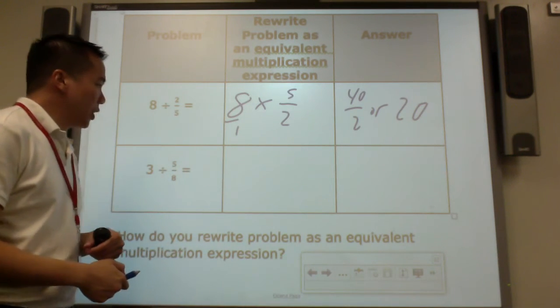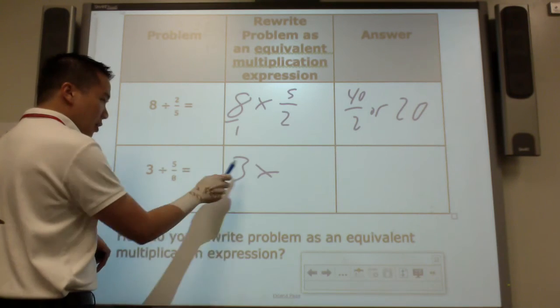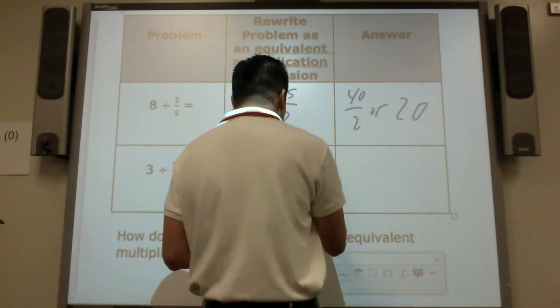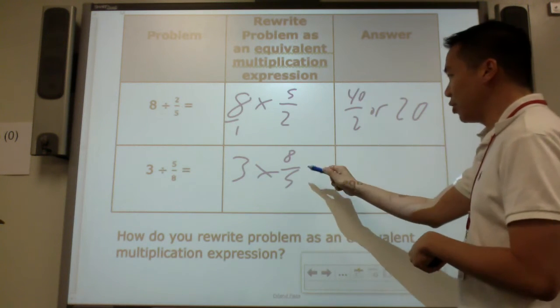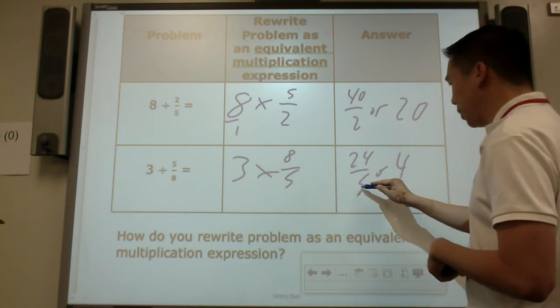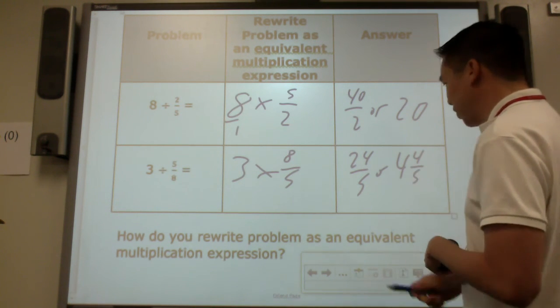What's another way to rewrite this as a multiplication? 3 divided by 5/8. Keep it, change it, and then let's see. What's the reciprocal of 5/8? 8/5. So you get 3 groups of 8/5 is 24/5, or how many groups of 5 go into 24? 4 groups, 4 and 4/5.